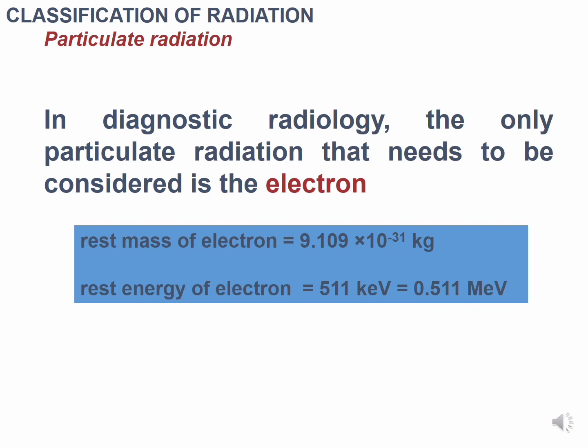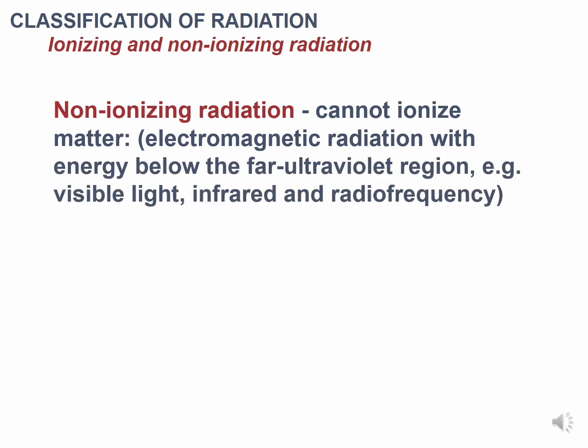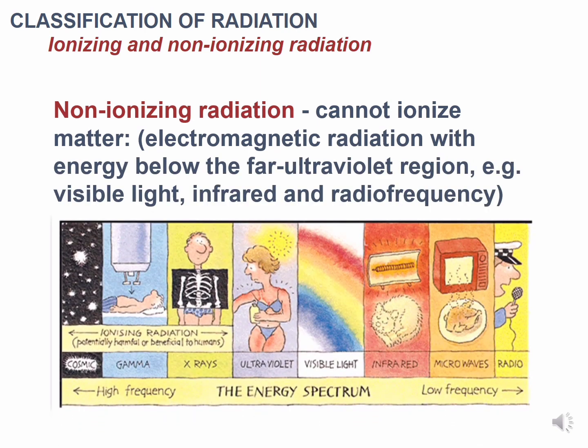In diagnostic radiology, the only particulate radiation that needs to be considered is the electron with its rest mass equivalent, as you can see in this slide, and its rest energy equivalent to 511 keV. On the lower end of the electromagnetic radiation spectrum are the non-ionizing radiation, such as visible light, infrared, and radio frequency.